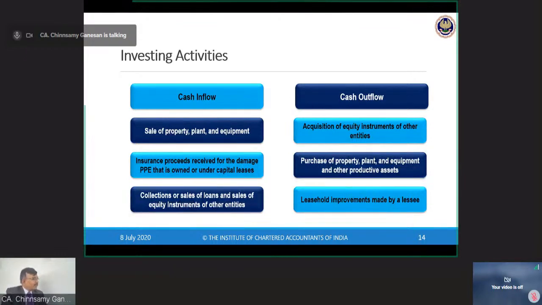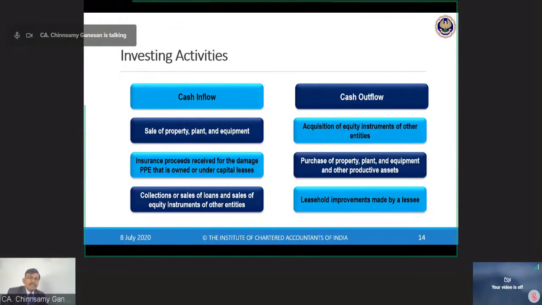Okay. So the first question which is coming in is from Lokesh Mittal. Is it necessary to prepare cash flow statement when a company is preparing accounts on cash basis? When you are talking about Ind AS companies, I'm just giving an example.